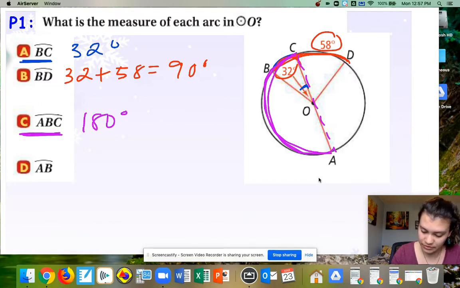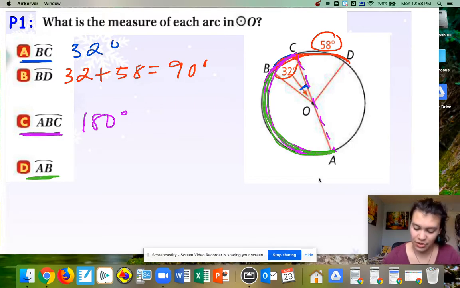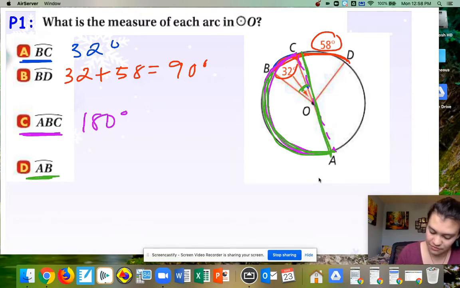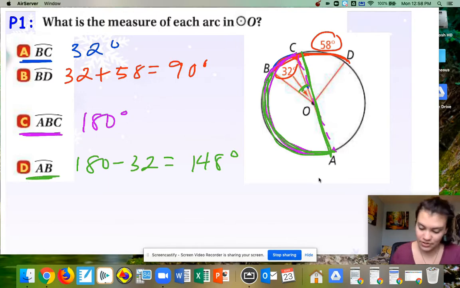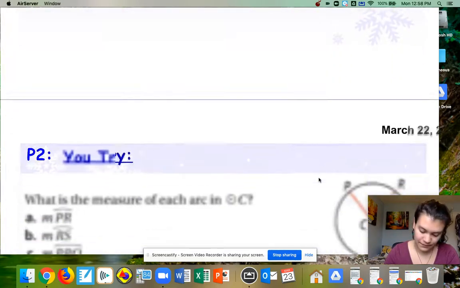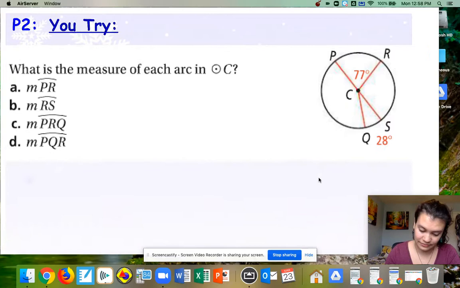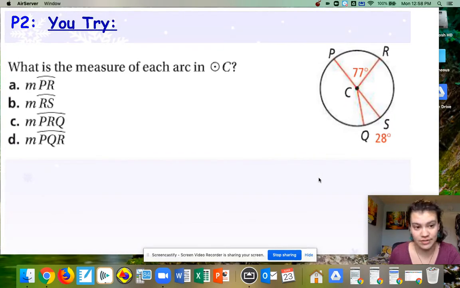And the last one we'll do in green, we're doing AB. So start at A and go to B, like that. We know this chunk is 32, and we know this whole chunk is 180. So you can subtract the 2 and do 180 minus 32 to get your missing angle, which would be 148 degrees. So here's one more example. You could pause the video and try this on your own and then check your answers.